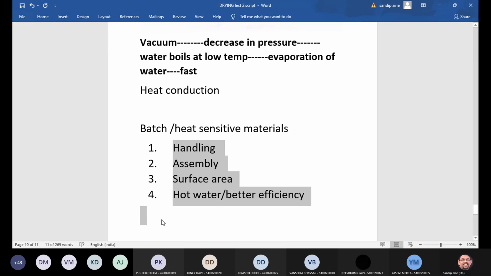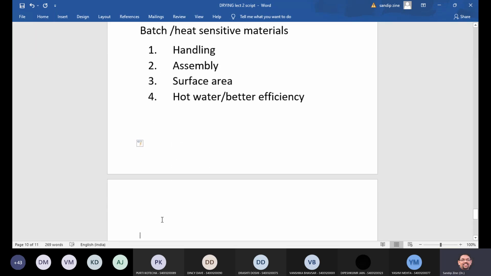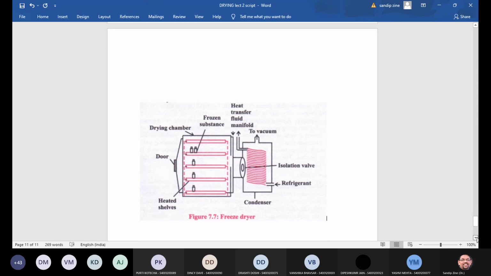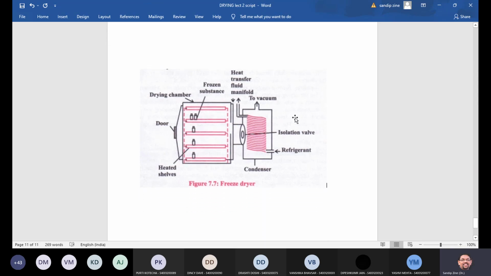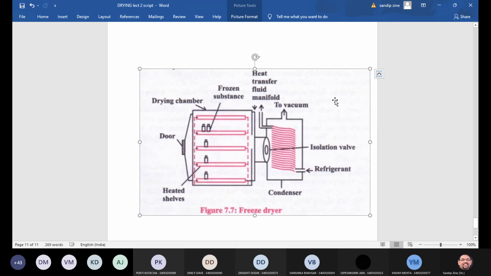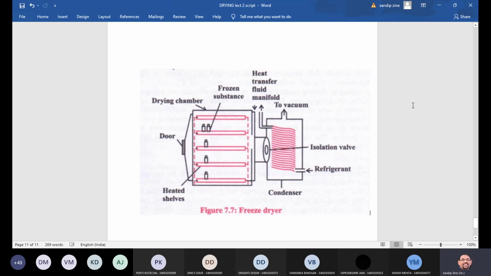Okay. Then next dryer is about freeze dryer. You see the overall assembly of this freeze dryer. Just see now. You know what is a vacuum dryer. You know what is a fluidized bed dryer. Now you can tell me what is the difference between these two dryers, and in what way the principle of this dryer will differ as compared to the other two dryers.